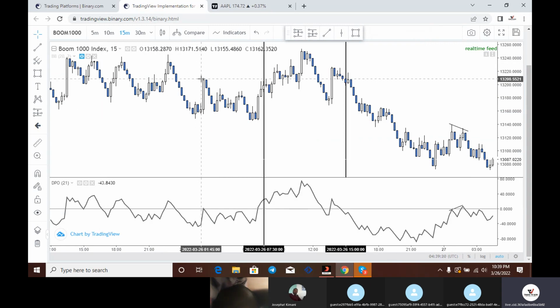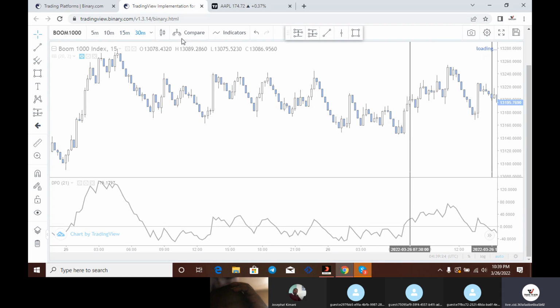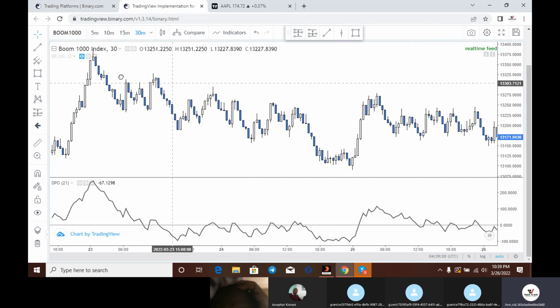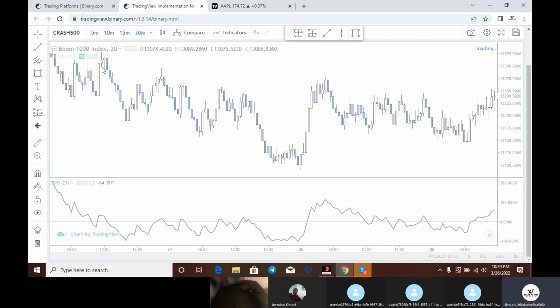So basically this occurs when the market is usually ranging, and even when it is ranging, yeah, you can still get some good opportunities, some good signals. Let's look at crash 500. We have already entered that boom or crash, so let's just play around with it.